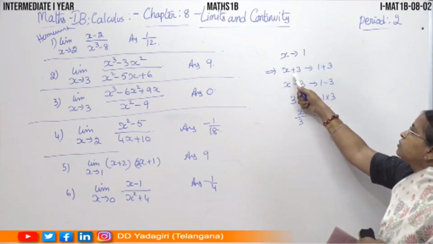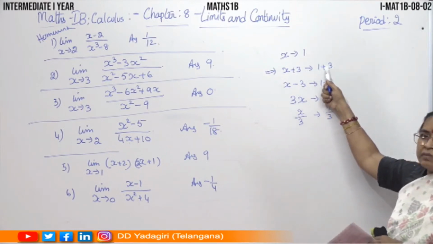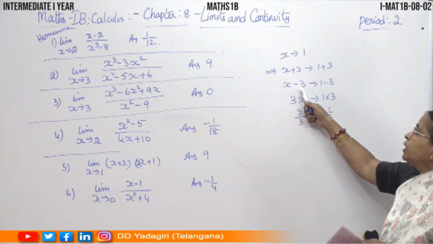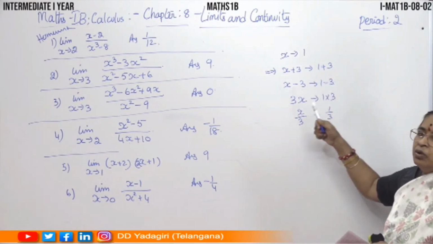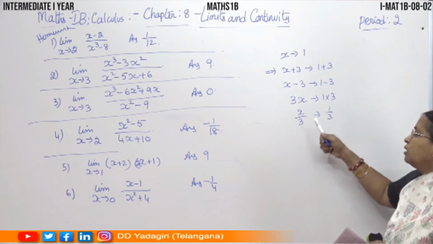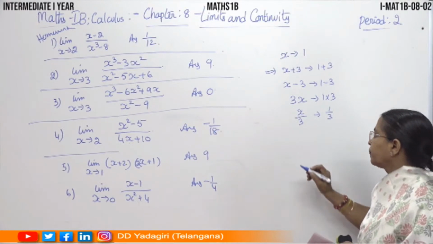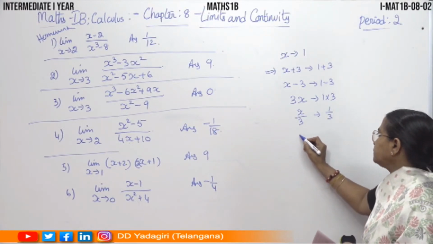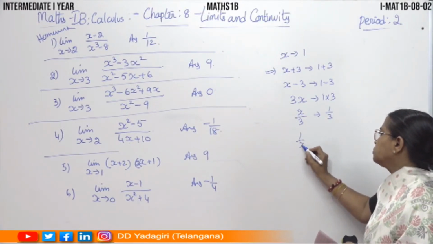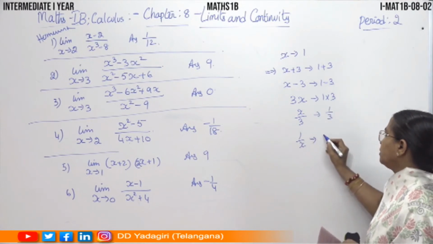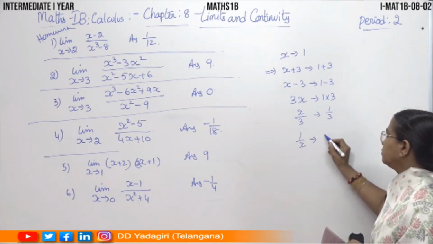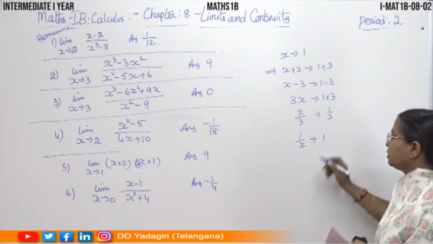So it means that x plus 3 tends to 4. x minus 3 tends to minus 2. 3x tends to 3. x by 3 tends to 1 by 3. 1 by x tends to 1 by 1, 1 by x also tends to 1 like that.